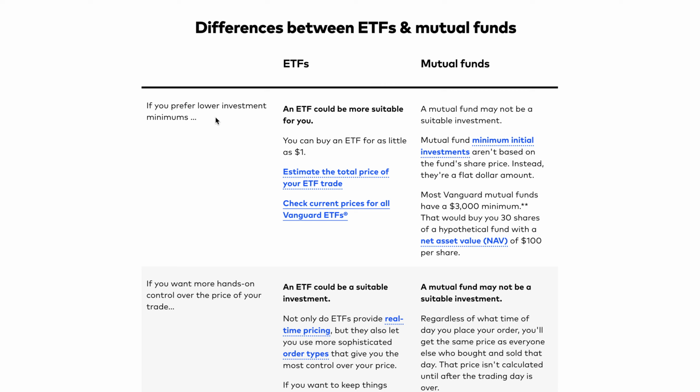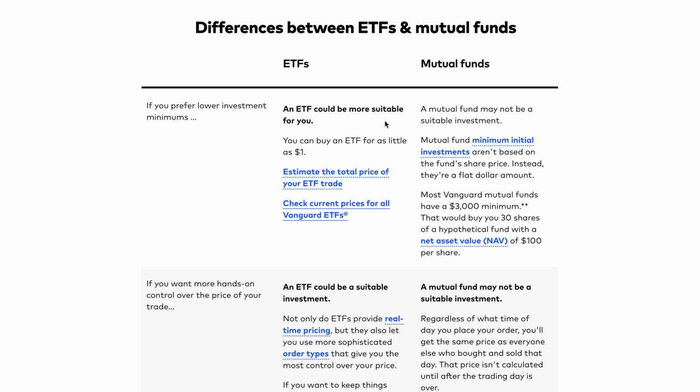If you prefer low investment minimums, an ETF could be suitable for you. You can buy ETFs for as little as $1. So this is great if you are starting off with a little amount of money and you want to start getting invested. You could buy fractional shares, in 10, 20, 30 dollar increments, $100, $200, $300, $500 increments. It all depends, and it's very accessible. So if you had a little amount of capital, you could definitely start investing into an ETF.